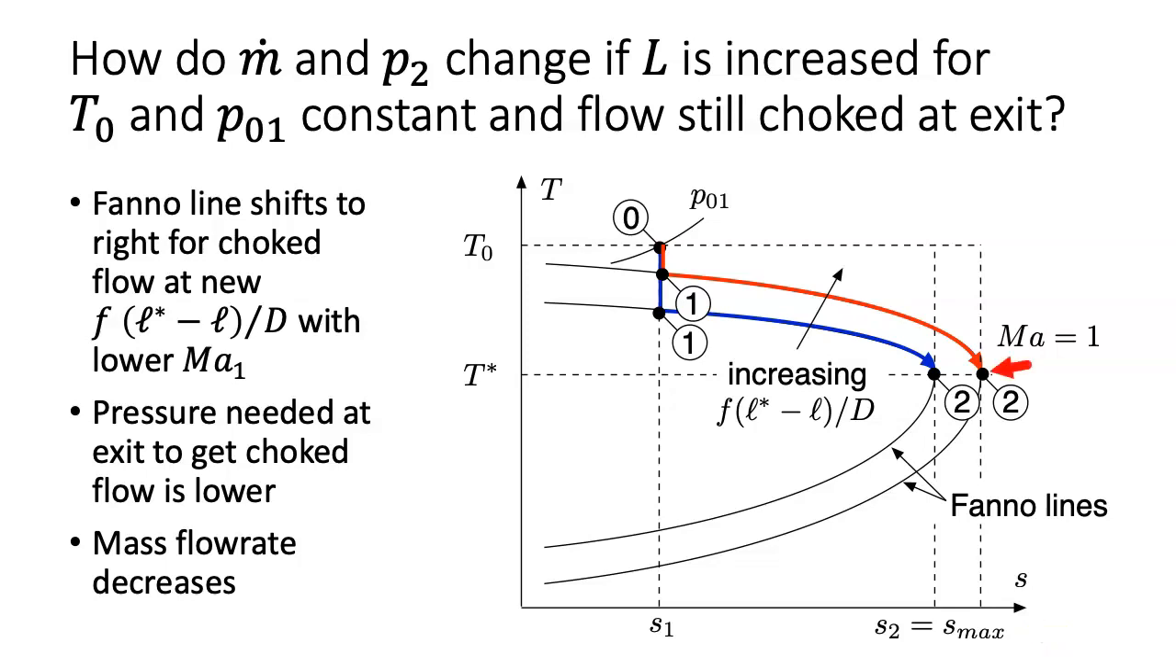Finally, if we consider calculating the mass flow rate at section 2, the speed of sound and area are constant, so mass flow rate just scales with density, which decreases with pressure. Thus, the mass flow rate also decreases. To summarize, for the given constrained conditions, adding more pipe or friction increases the pressure drop needed to get choked flow, and the mass flow rate through the pipe also drops, which makes sense for a subsonic problem.